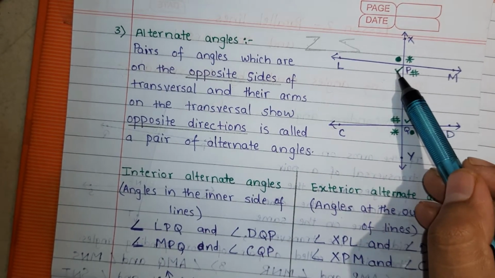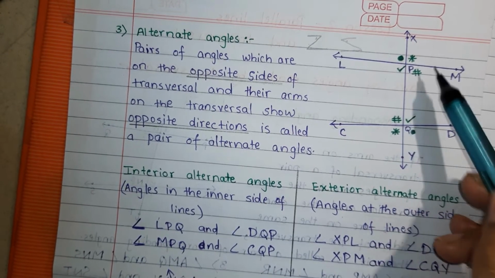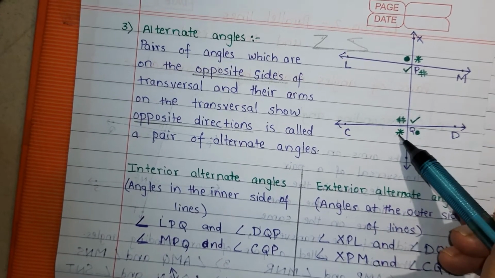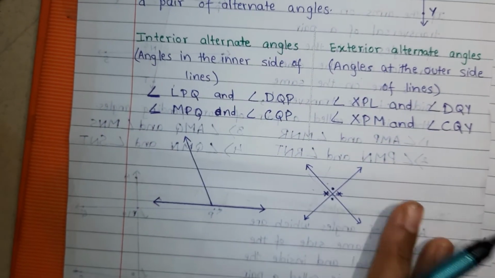In alternate angles, there are two types: interior alternate and exterior alternate. Interior alternate means this one pair and this second pair, 1 and 2. And exterior alternate means this pair and this pair. These are exterior alternate angles.